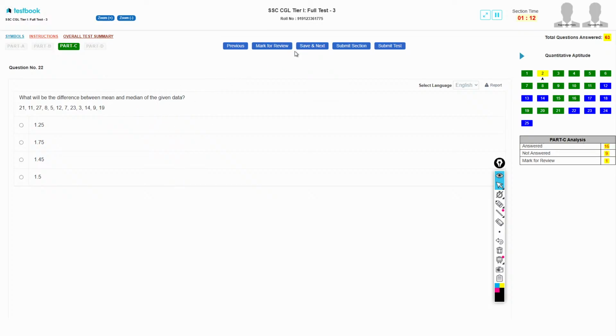Difference between the mean and the median. The area, the adjacent faces.